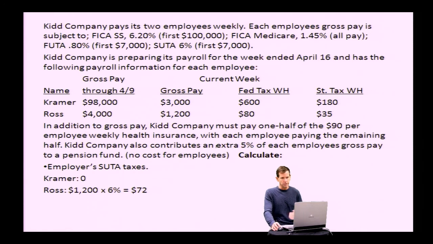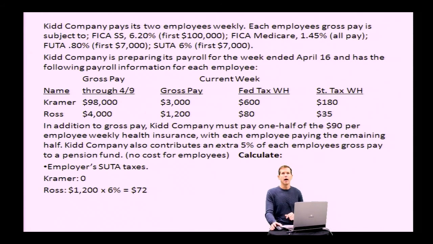All right, the next thing is the second unemployment tax, and that is state unemployment. And again, you can see Kramer is zero there because he's made over the $7,000. And you see Ross, we take his $1,200 times the 6%, and that's $72. So Kid Company will have to pay $72 for Ross's state unemployment tax.